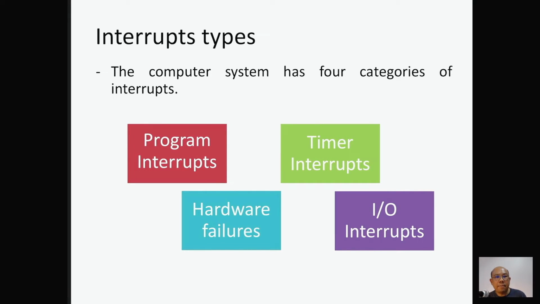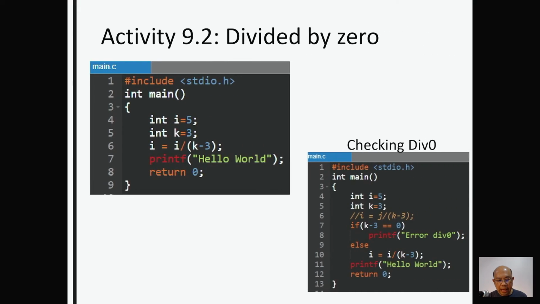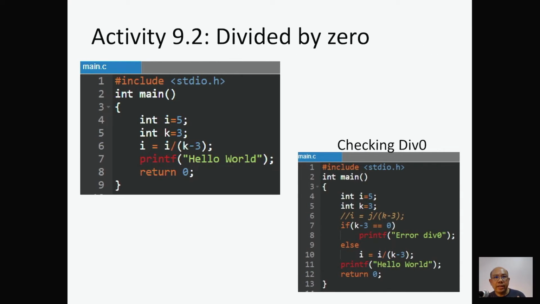A program interrupt is like a software interrupt. This is in the group of software interrupts. I will show you in this activity. Look at the short code on the left-hand side. I declare variables i and k. At line 6, this is k minus 3. While running line 6, the program will hit a divide by 0.